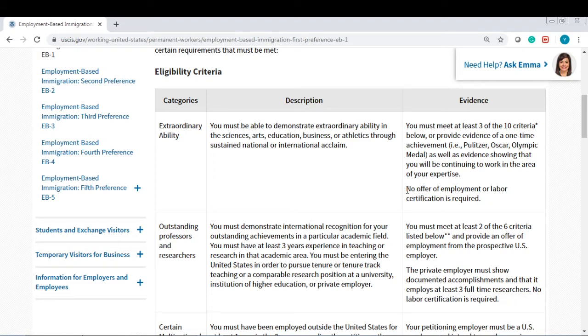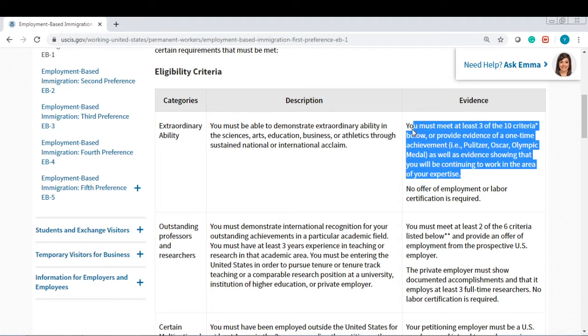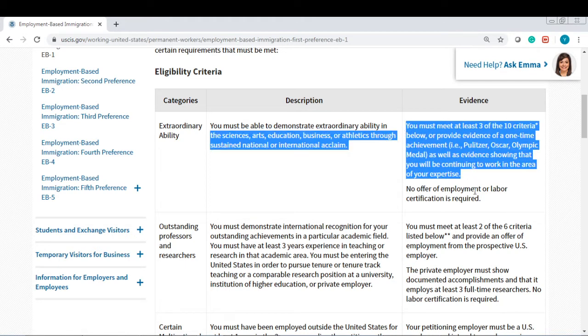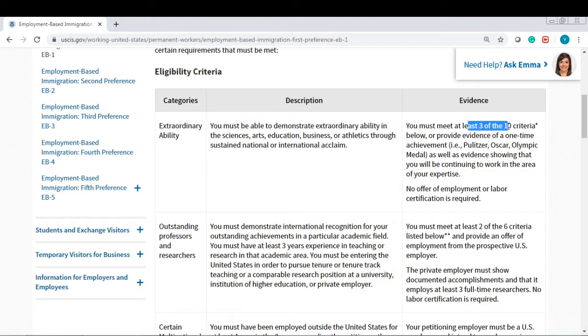Also, there is no need for an offer letter. There is no need for labor certification. These are also important. This means you don't have to be in the United States, which means you could apply for this category even if you are outside of the United States, like in Japan, Singapore, or Germany. If you meet those criteria, you can apply directly. So let's go check the 10 criteria here.